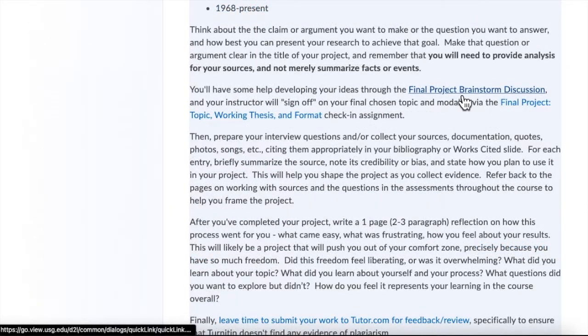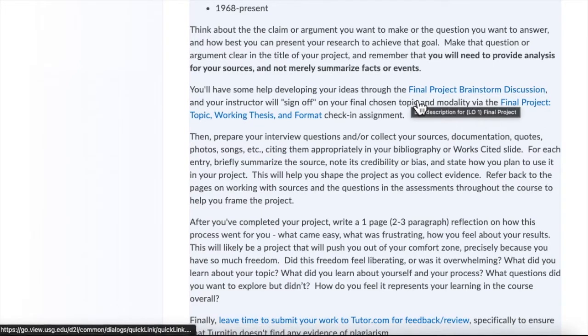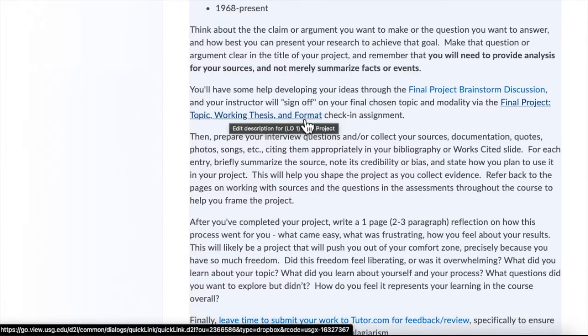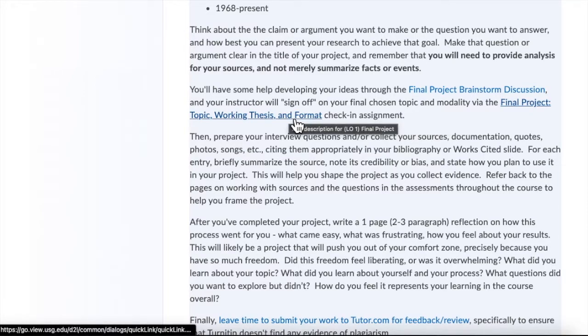There is a final project brainstorm discussion that is midpoint in the semester at the end of Unit 4. Then there's the final project topic, working thesis, and format check-in assignment that's due at the end of Unit 6. And you can see this listed in the calendar. And if you click on each of these links, you find out what you're supposed to do.